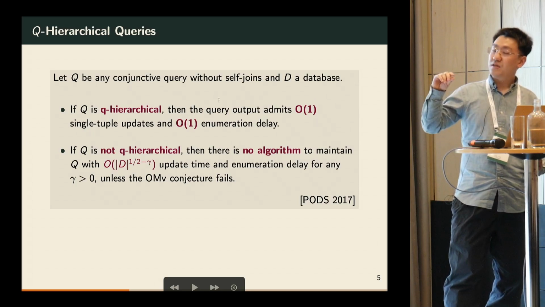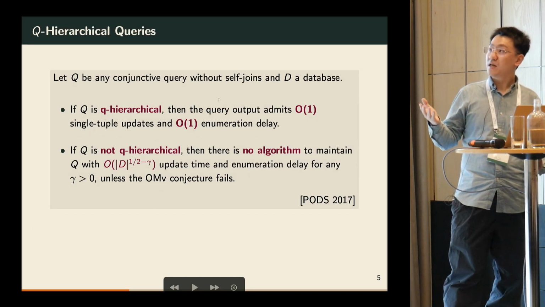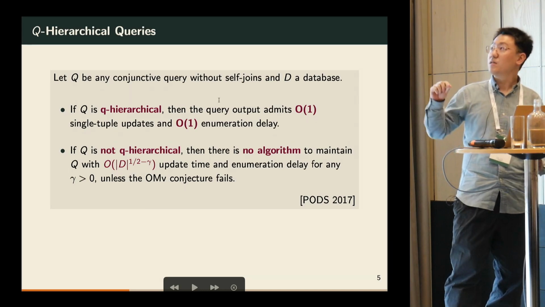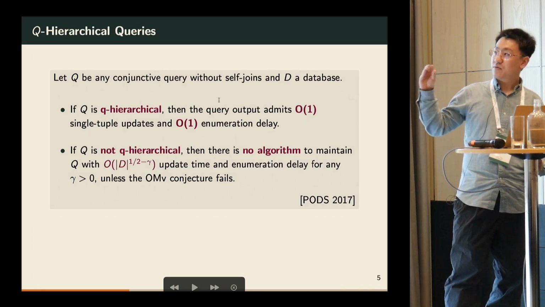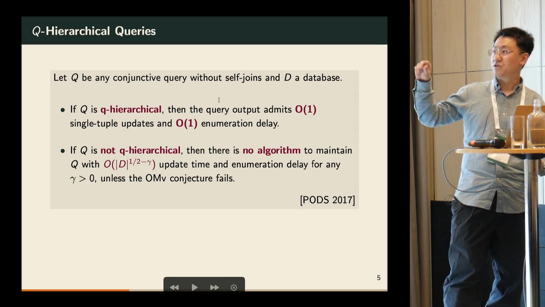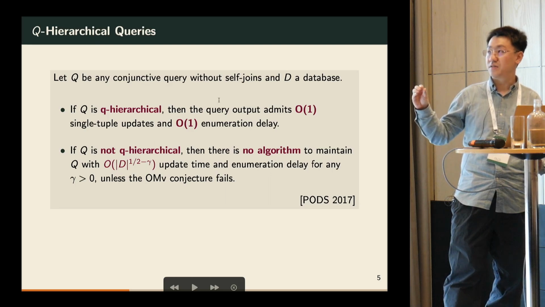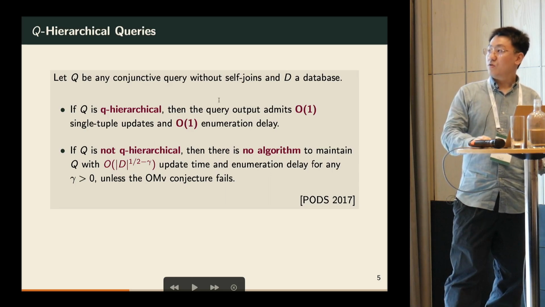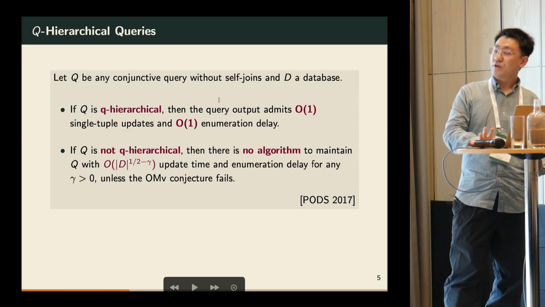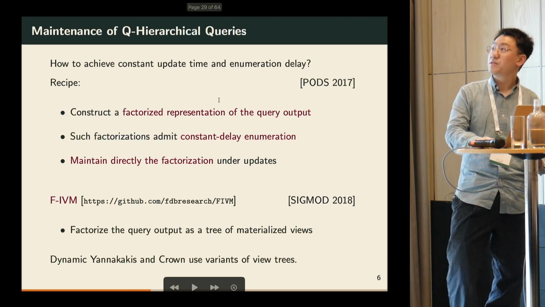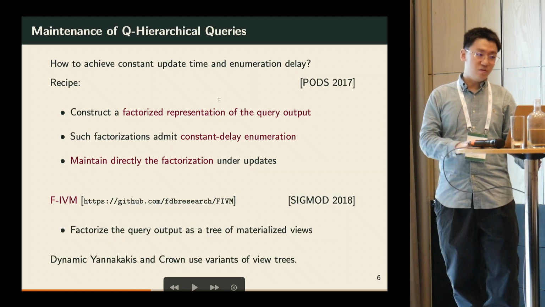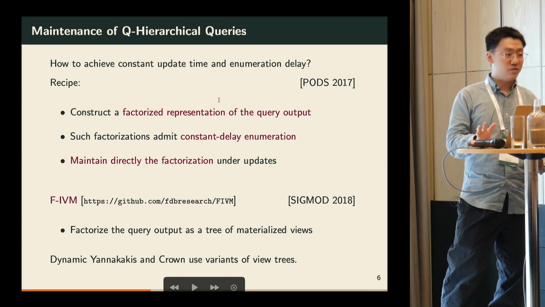They defined the class of queries named Q-hierarchical queries, and they proved that these are exactly the queries that admit constant update time and constant enumeration delay. They show that every query that is not Q-hierarchical cannot achieve such complexities based on the OMv conjecture. Now the question is how we can achieve these complexities for Q-hierarchical queries. The short answer, the keyword, is factorization.